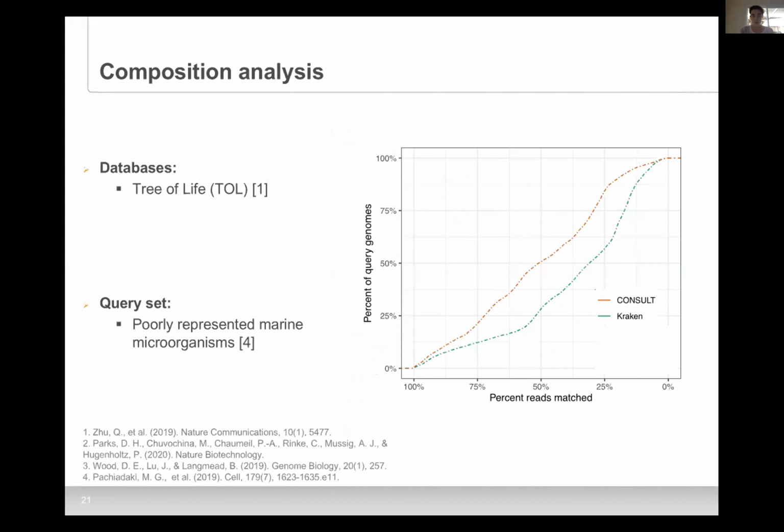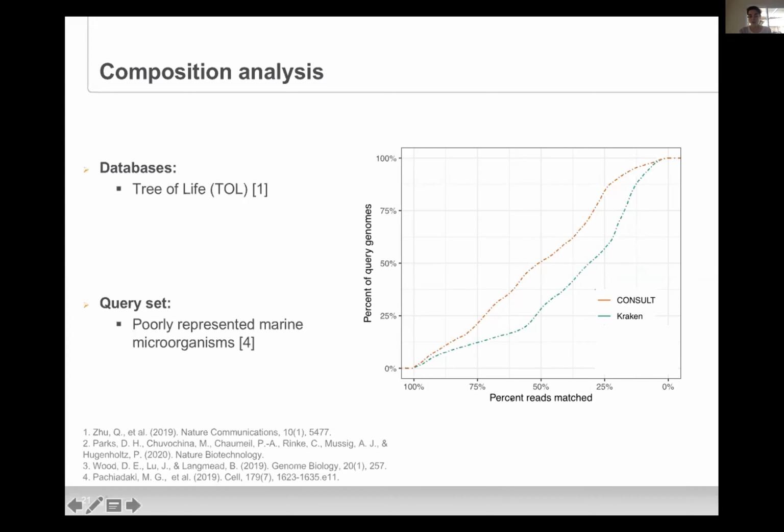So in our second experiment, we evaluated the effect of database composition itself. So we constructed a reference database using references from the Tree of Life. And as queries in this experiment, we used marine microorganisms that we got from reference number 4, a publicly available set. Marine microorganisms are considered rare species, and they are known to be poorly represented in public repositories. So in a way, we treated them as novel, most challenging queries that you might potentially expect to see in real life.